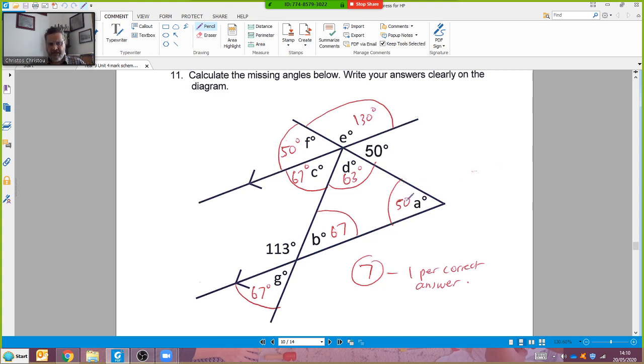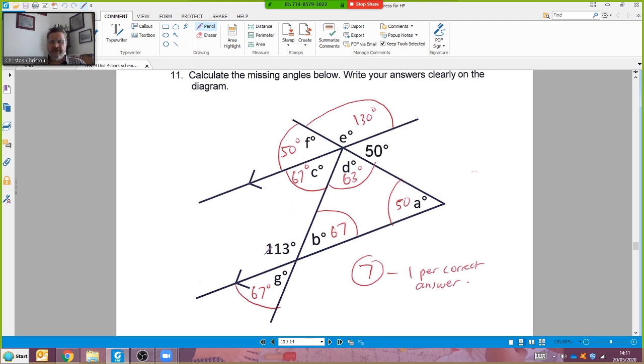Well, A is 50 degrees because the 50 given is alternate to the A in that position. So A is going to be 50 degrees because it's an alternate angle to the 50 given. Who says? Well, these lines are parallel, which means you can justify this being an alternate angle. Hence A is 50.